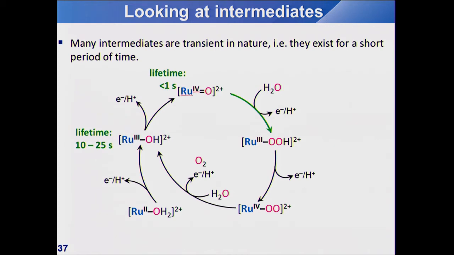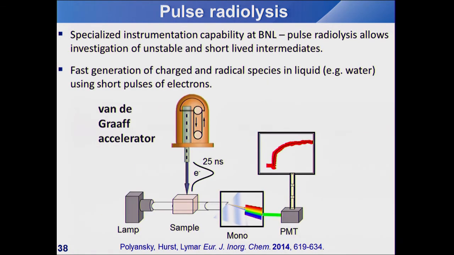And fortunately, here in Brookhaven Lab and in the chemistry department, we have such an instrument. It's a pretty specialized instrument, and not that many exist in the world, which can actually produce very short-lived oxidized or reduced species. In our case, we wanted to produce oxidized species, and then we can study them.